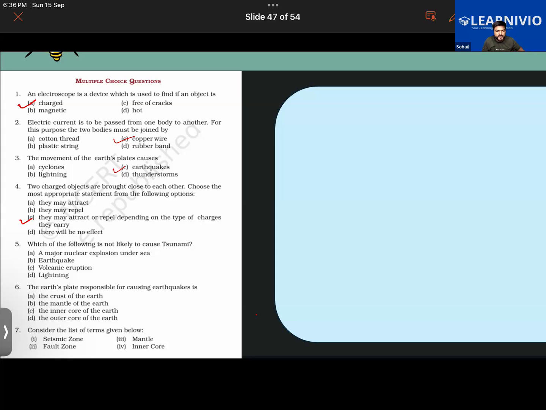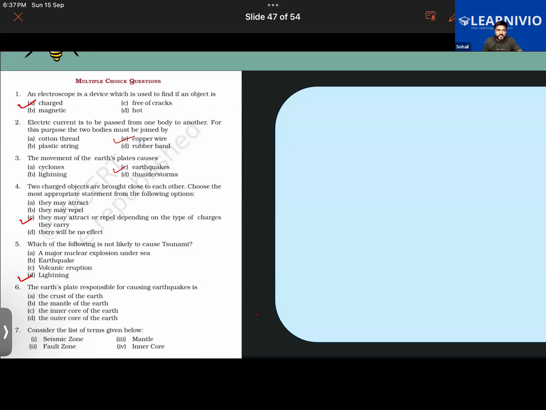Question number 5. Which of the following is not likely to cause tsunami? Lightning. Obviously. Okay. Next. Sir, I have a doubt. Yes, Chakrika. The mantle, right? Mantle, correct.